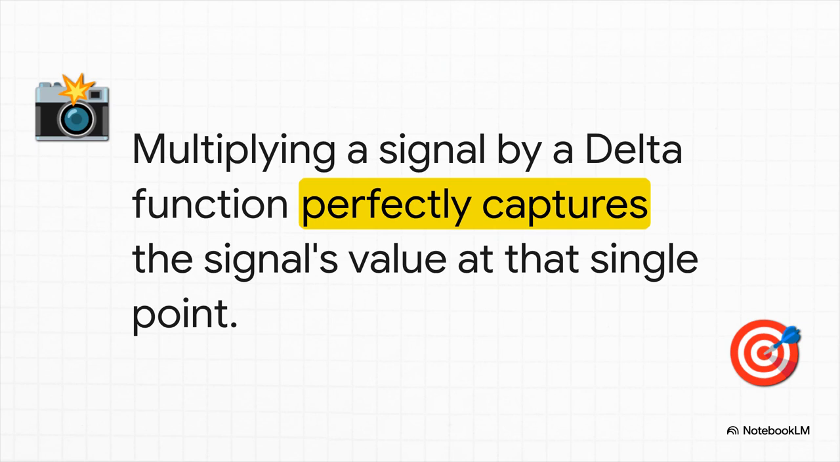Think about it. How do you turn a real-world continuous sound wave into a bunch of numbers on a computer? You have to measure it, right? You have to take little snapshots of its value at specific moments. Well, multiplying that signal by a delta function, that's how you take the snapshot. It perfectly grabs the value of the signal at that one single instantaneous point.